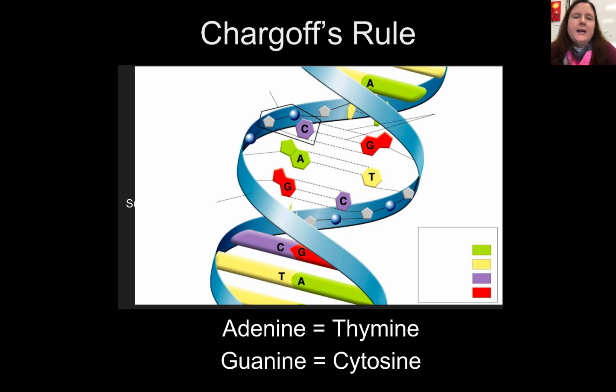Now, when Watson and Crick were figuring out the structure of DNA, they used some information that Chargaff had published. Chargaff was a scientist, and he did some work and realized that the amount of adenine always equaled the amount of thymine, and the amount of guanine always equaled the amount of cytosine. And this kind of makes sense, because if A pairs with T, there should be the same amount of molecules when they are looking at a strand of DNA. Same with guanine and cytosine.